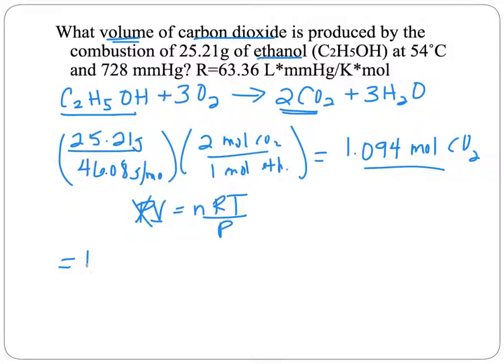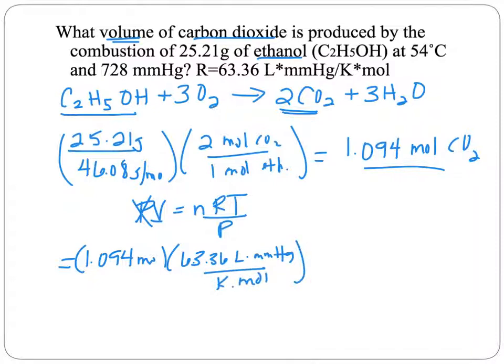We figured that out. It's 1.094 moles for our carbon dioxide. We're going to put in our R, which I have given you as 63.36 liters times millimeters of mercury, divided by Kelvin times mole. Again, this is to cancel out all of your units.